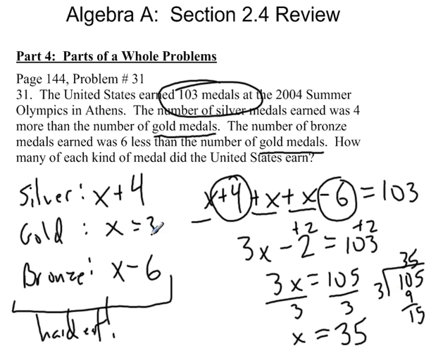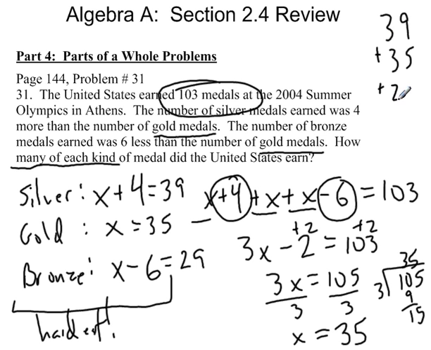So we have 35 gold medals. It asks how many of each kind did the U.S. earn. So I need to go ahead and add 4 to that for the number of silver, which is 39. And subtract 6 from 35 to give me the number of bronze, which should be 29. If you want to do a quick check to make sure you equal 103, you have 39 plus 35 plus 29. When you add those up, you get 103. So your problem is verified.